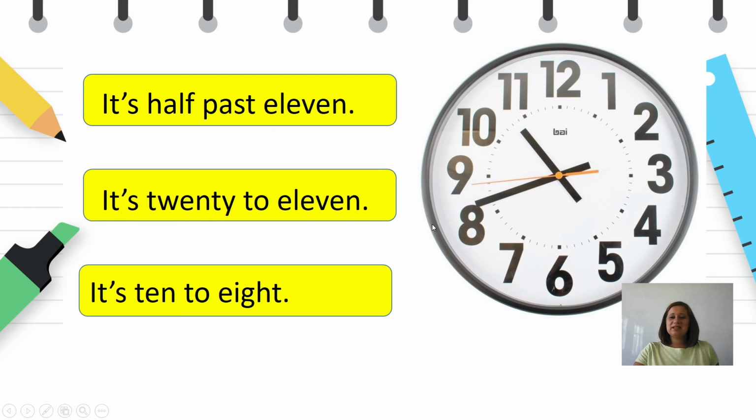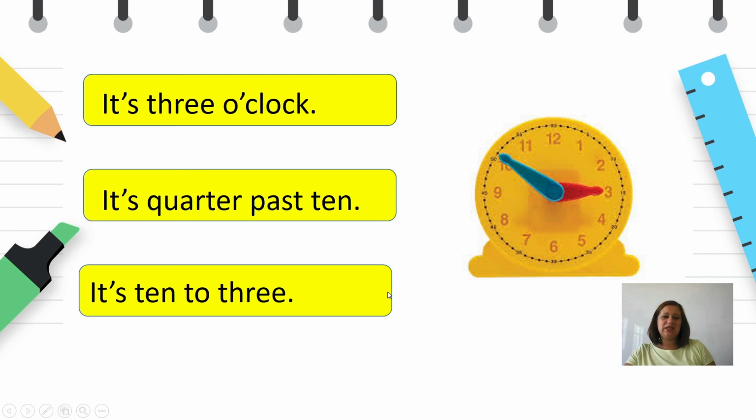Let's take a look at this clock here. So the big hand is at number 8 and the small hand is almost at number 11. So how many minutes until the next hour? Is it 11:30? Is it 20 to 11? Or is it 10 to 8? What would you say? Definitely, it's 20 to 11. Well done.